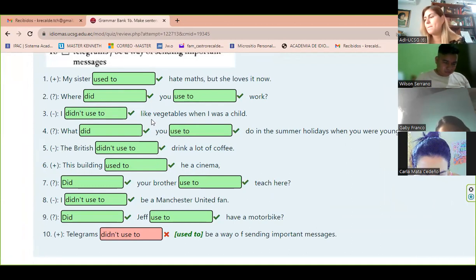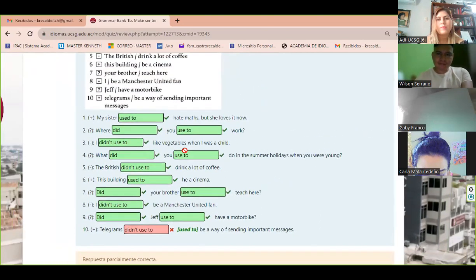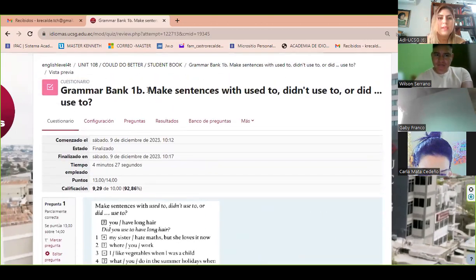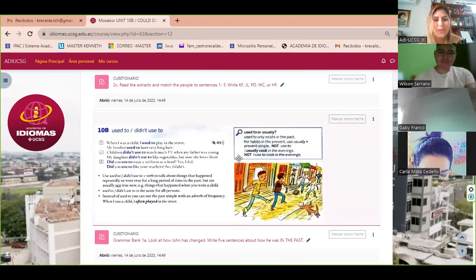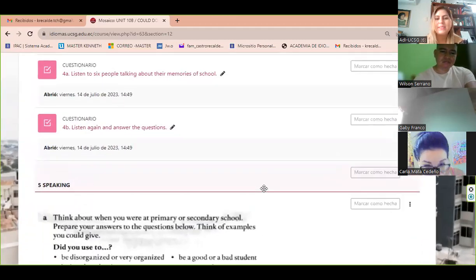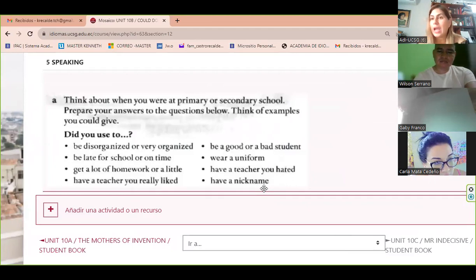Can we continue now? Okay, sweeties. Now that we finished that exercise that was missing, we will continue. So we finished the two listenings, right? Yeah, it's missing this part. Okay, listen to what we're going to do now because this is homework.